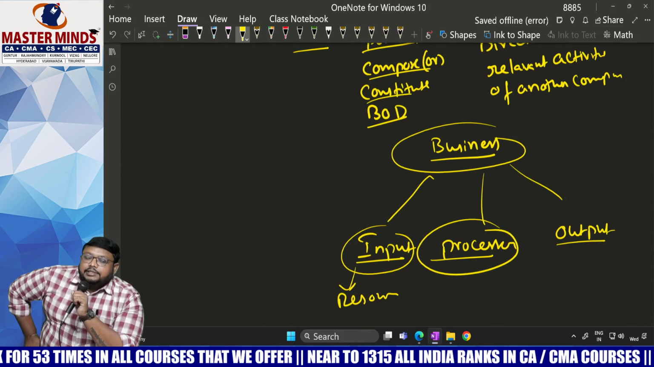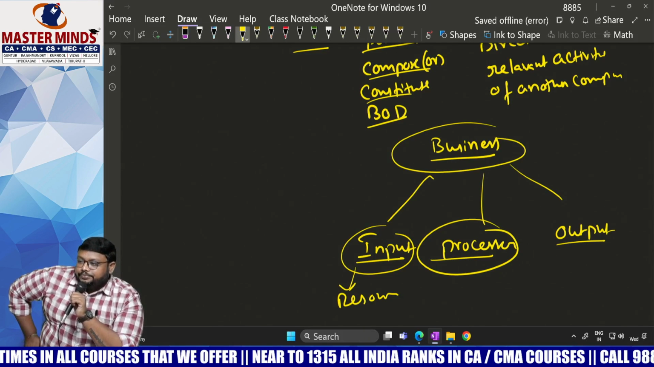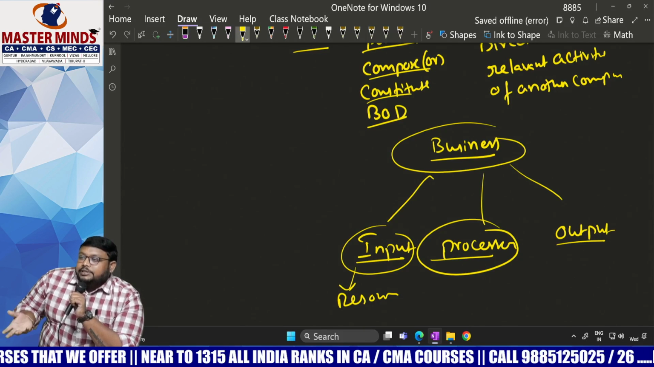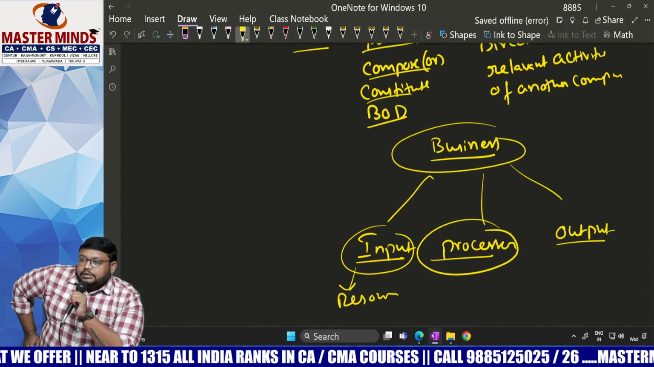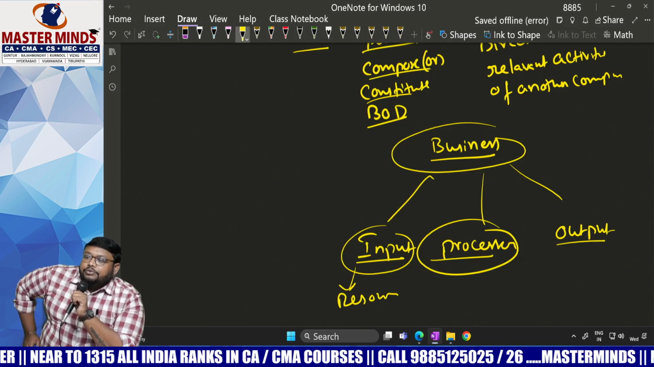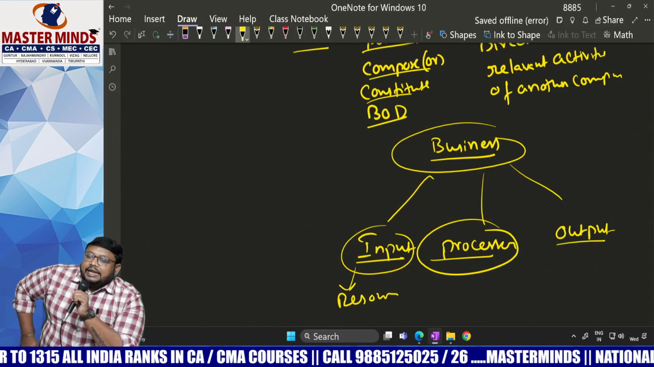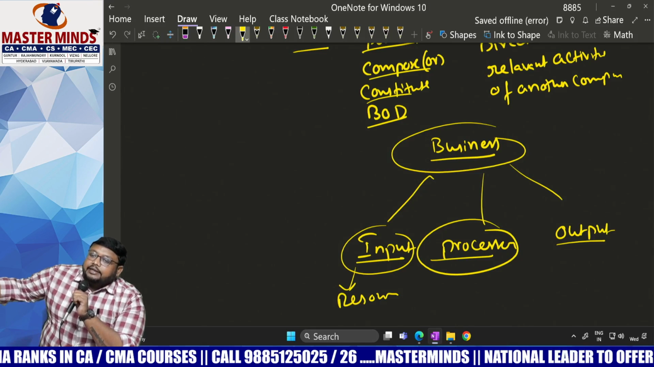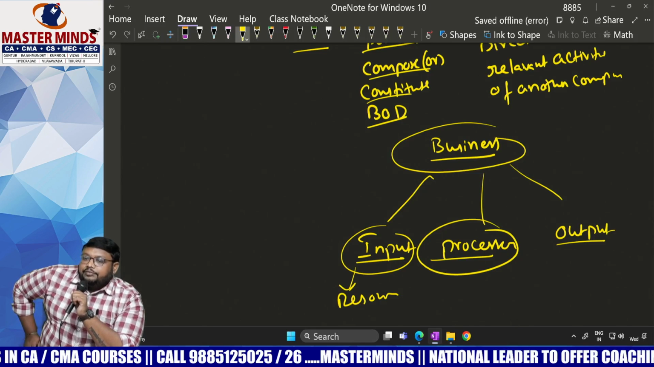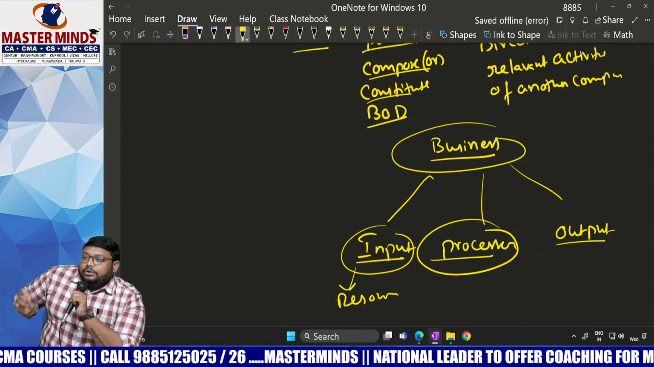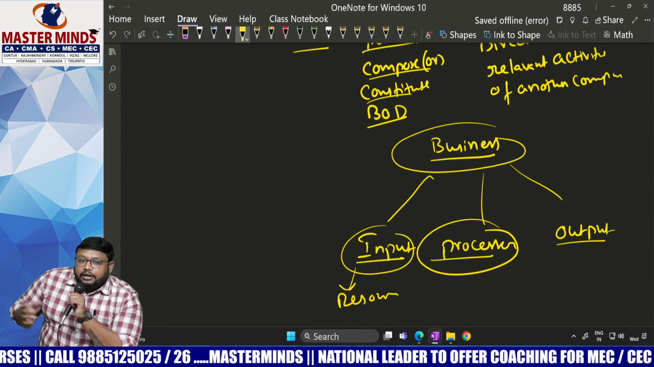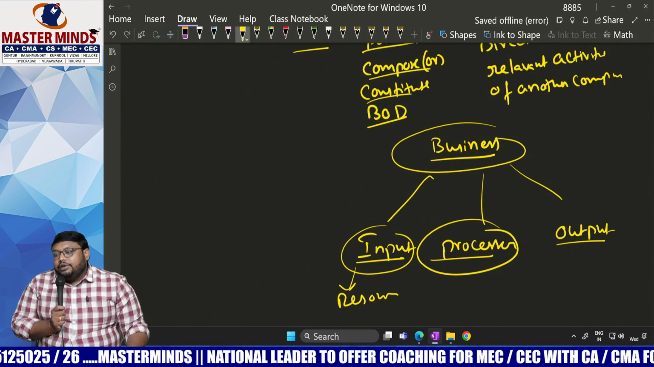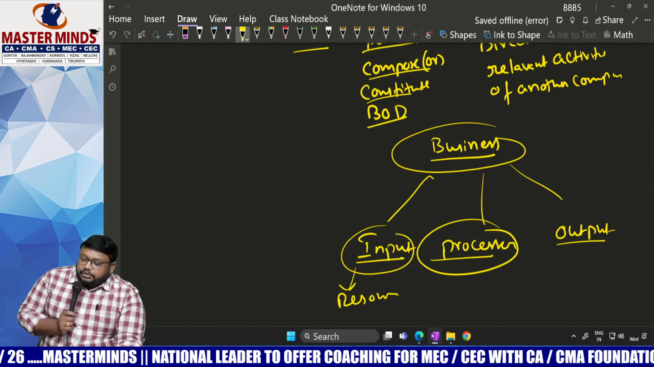Here processes means how to use the machine, that you should know. The technical know-how you should know. After purchasing the machinery, if you don't know how to use it, what is the use? I am pooling all the resources, all the assets I purchased, and I should also know how to use them. So the technical know-how used in the assets to generate output, that we call processes.